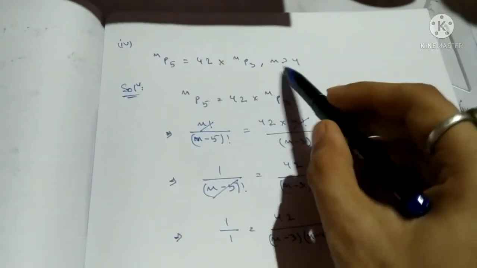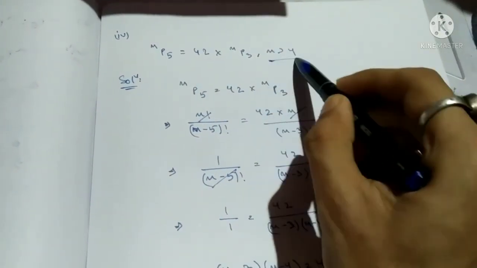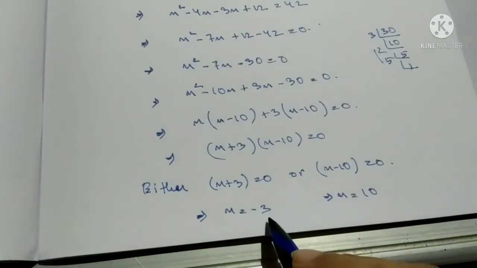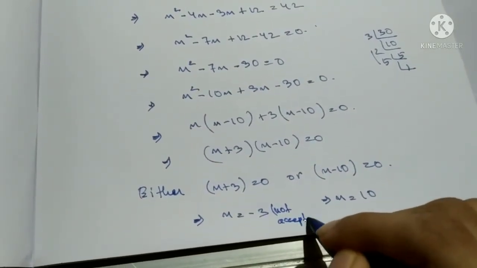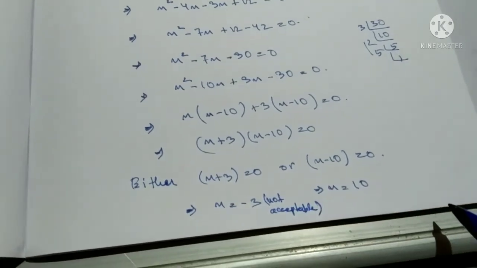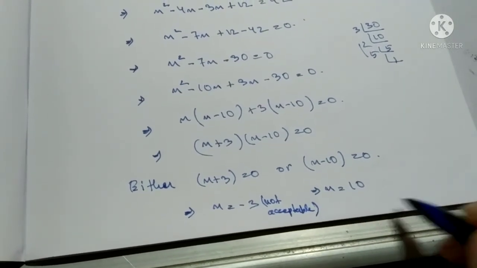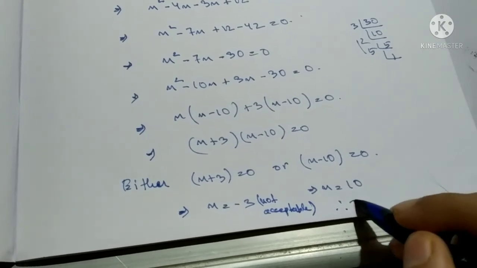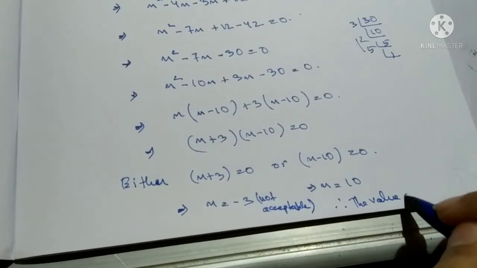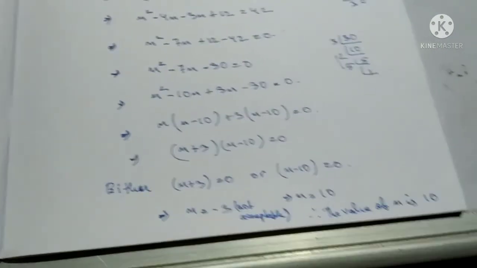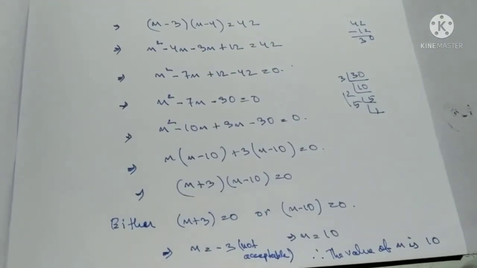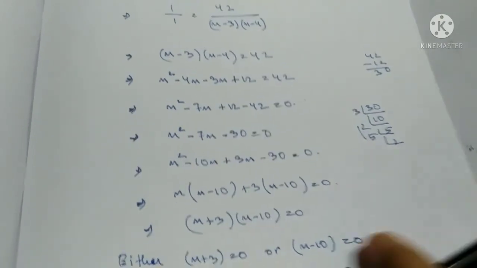Okay, since the n value is greater than 4, the n value minus 3 cannot come. This is not acceptable. Understand? So therefore the value of n is 10. Understand? Or you can keep it in this way.